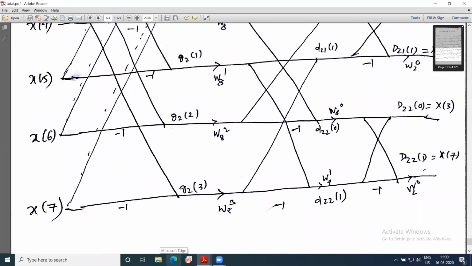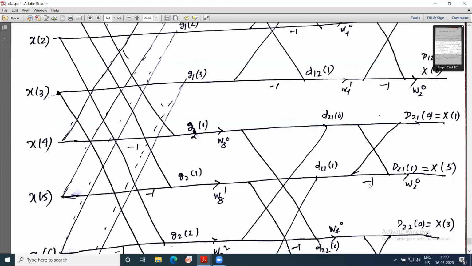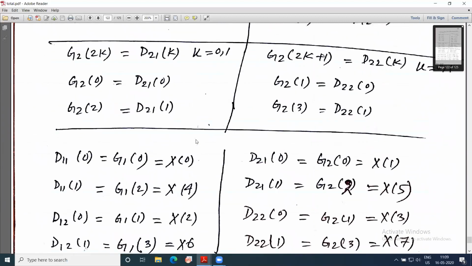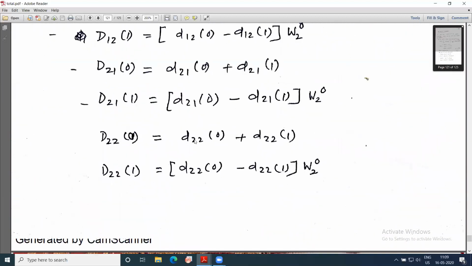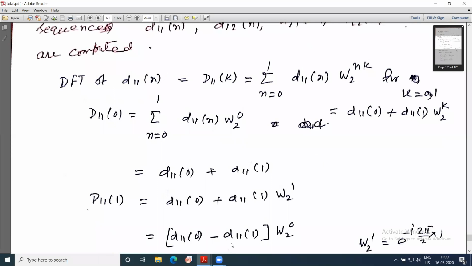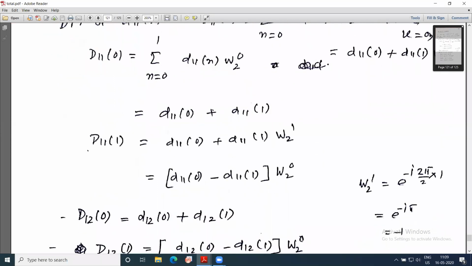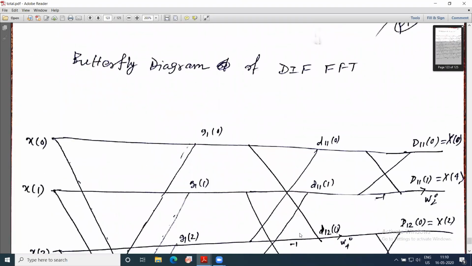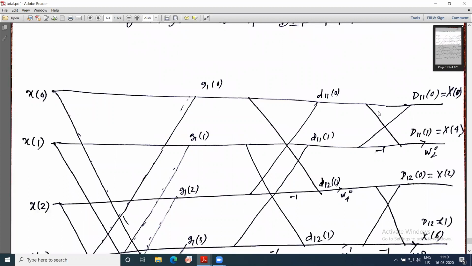All right. Yes. Fine. Now what we have to do, we have to compute. This is the next stage. If you want to compute the next stage, you will get something like this: D1 on of 0 will be D1 on of 0 plus D1 on of 1. And D1 on of 1 is D1 on of 0 minus D1 on of 1, W20 equal to 1. So once I have got the D11 value, D1 on of 0 equals D1 on of 0, D1 on of 1.